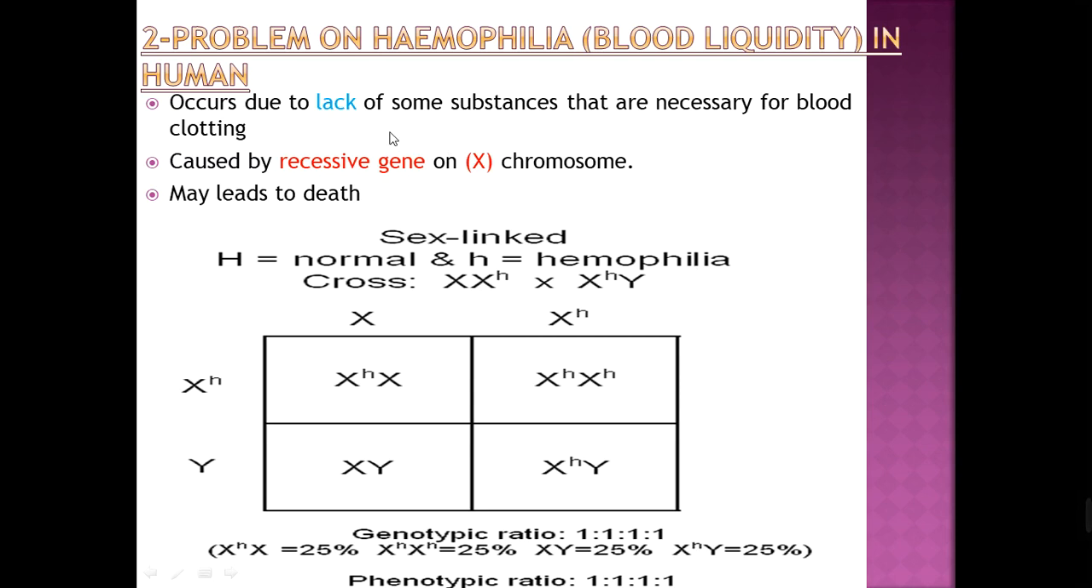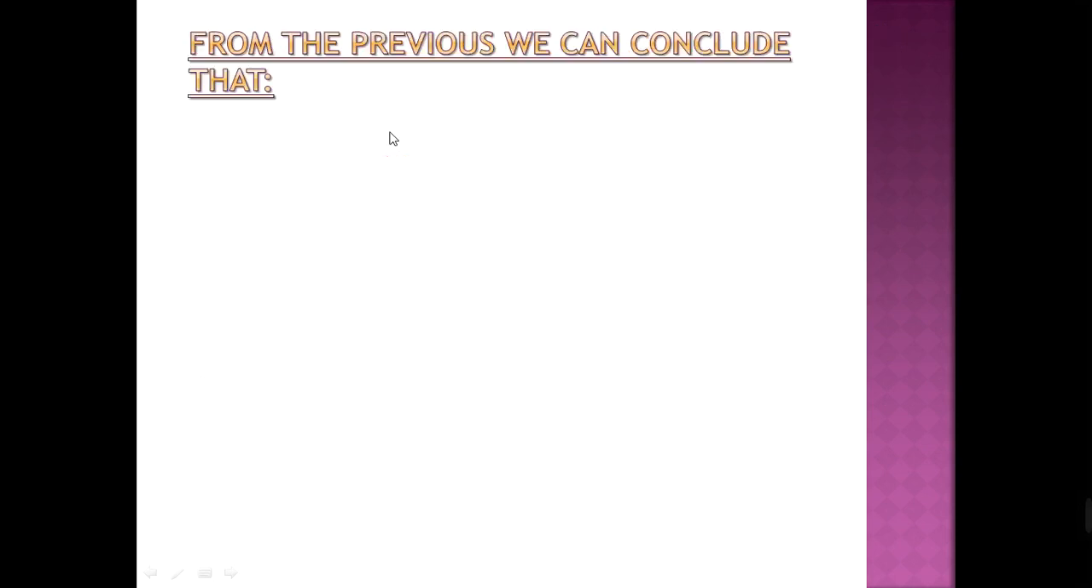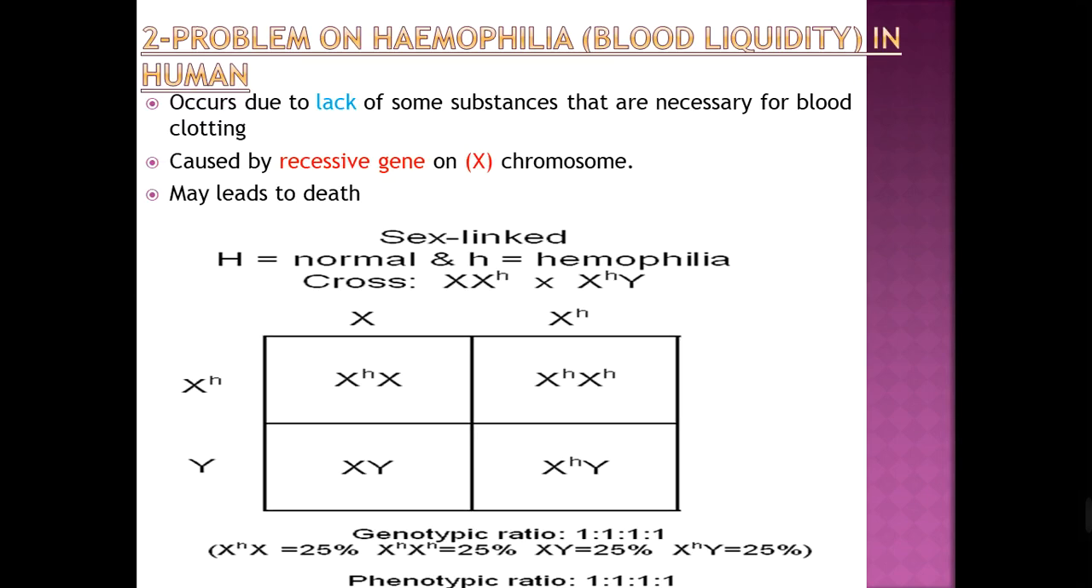Another example of sex-linked traits in humans is hemophilia. Hemophilia, or blood liquidity, means that the blood lacks the clotting factors responsible for making the blood clot in case of injury. It occurs due to lack of some substance, as we said before, caused by a recessive gene also on the X chromosome. And repeat again, the Y chromosome will not carry this character, and this may lead to death.